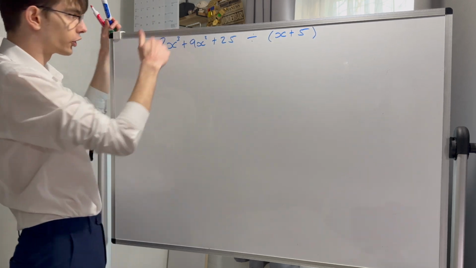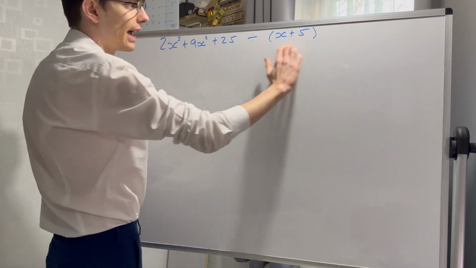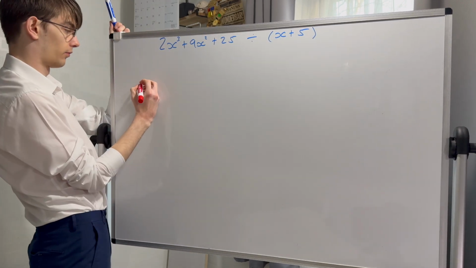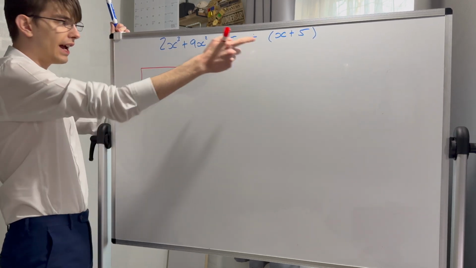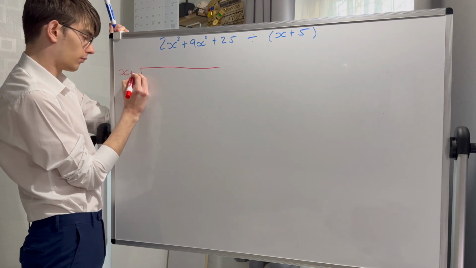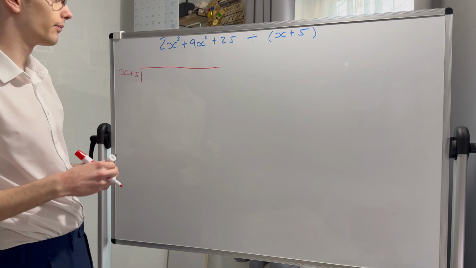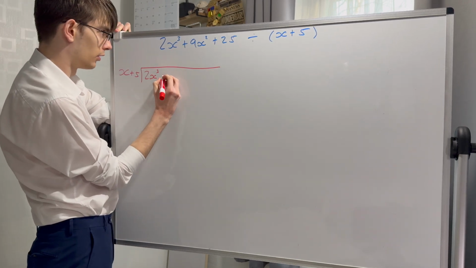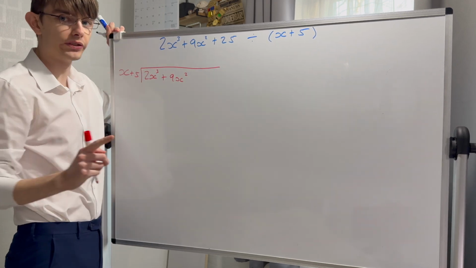We've now got 2x cubed plus 9x squared plus 25, all divided by x plus 5. So let's go through the procedure once again. My x plus 5 is going to go on the outside, my bus stop looking thing. Then on the inside, I need to write out this equation. So 2x cubed plus 9x squared, and I'm going to pause.